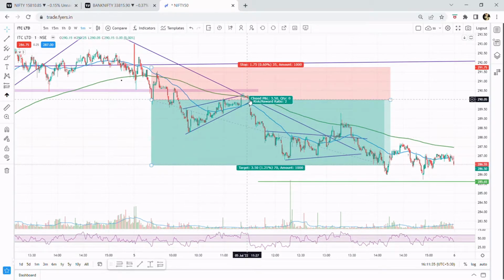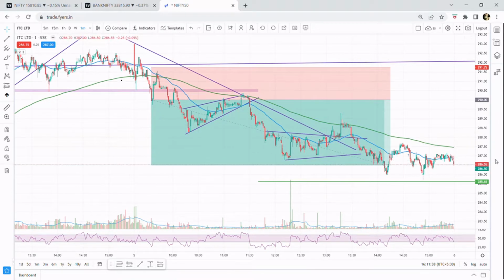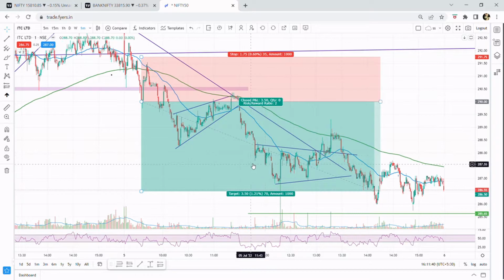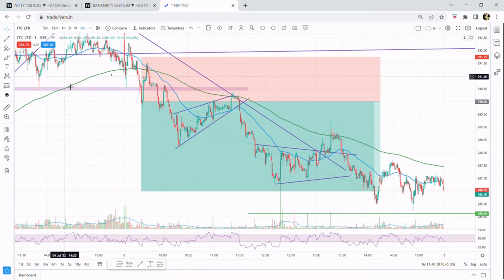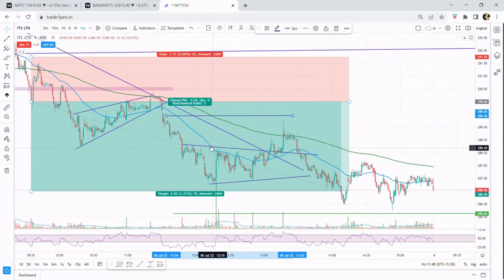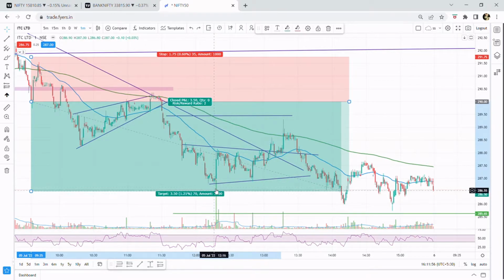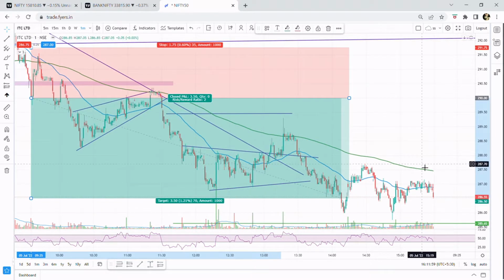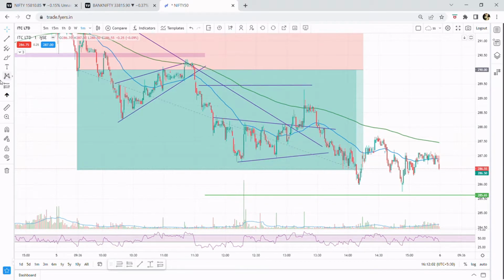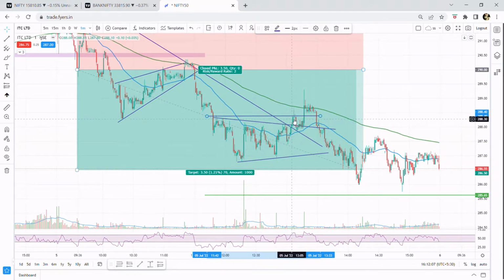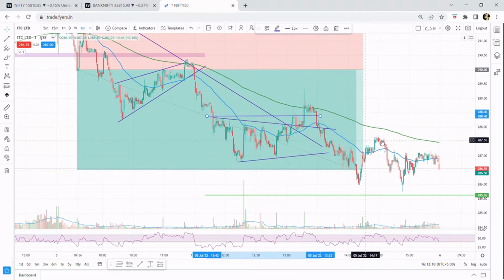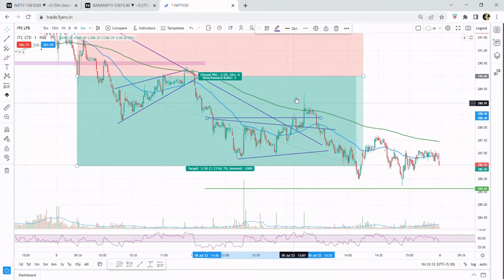So after this channel pattern again it broke down. So when it was near this area, this low was crossed. I trailed my SL to this level, and after this move it was sideways. So I trailed my SL because it was almost near my target and it was missed by some points. You can see very little gap. So I trailed my SL to this level, and here my trailing SL got triggered, but after this move it went down.